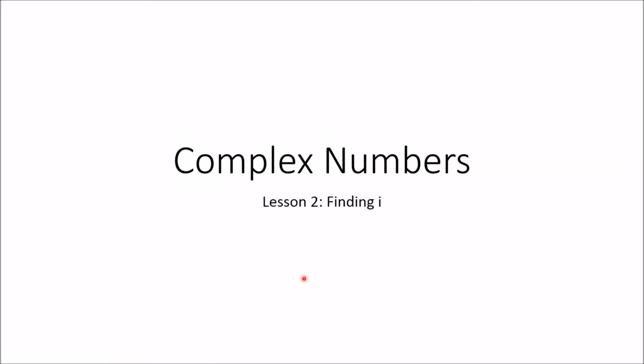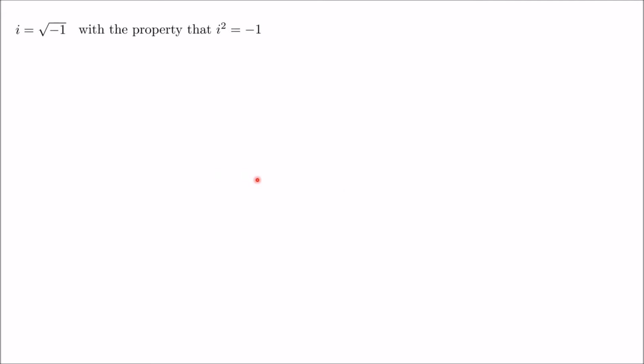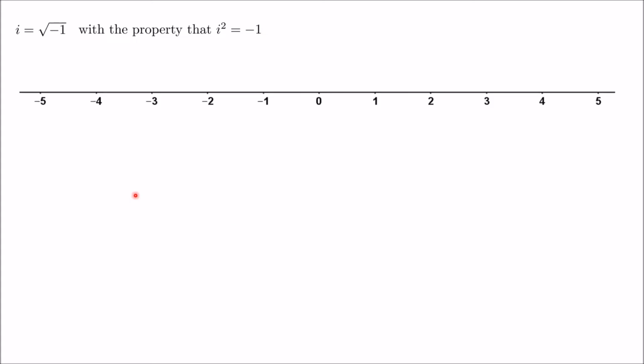Now let's try and find this new number i. Let's try and find where it is geometrically. So i stands for this number, the square root of -1, and it has the property that when you square it, it becomes -1. So maybe you can start with the naive idea that this number i just so happens to be hidden somewhere on the usual number line.